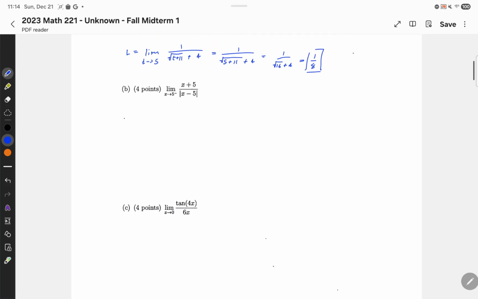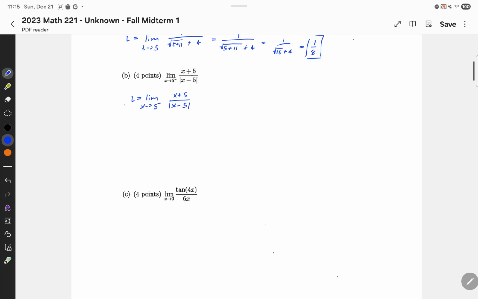Moving on to part B, we have a one-sided limit this time, and that is the limit as x approaches, let's write it out actually, the limit as x approaches 5 from the negative side of x plus 5 over the absolute value of x minus 5. So the way I like to approach one-sided limits is just by making a table and looking at what this limit is tending towards. When we take a look at x, we're approaching 5 from the negative side. So say we start at 4.9, and then we go to 4.99. And then we could continue on, but this should be enough to see the behavior.